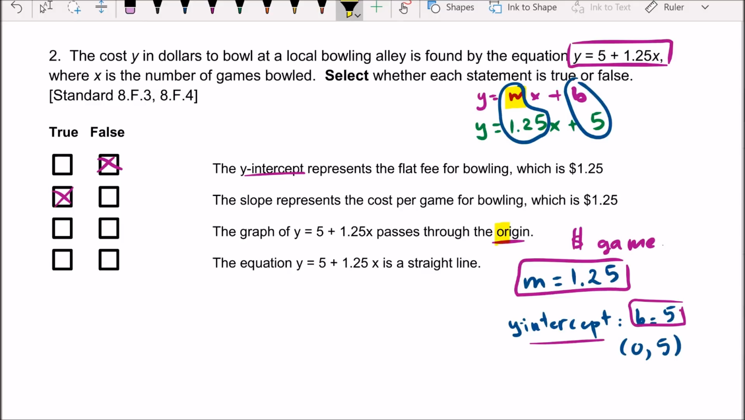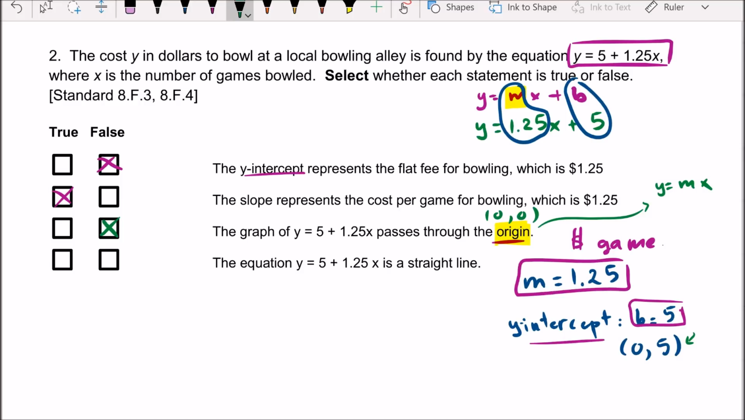Next one: the graph of y equal to 5 plus 1.25x passes through the origin. So the question is, what is the origin? The origin is 0, 0, and this is false because we said that our beginning is 0, 5. It cannot be 0, 0. And earlier when you solved number 1, when we see y equal to mx, that is direct variation, which passes through 0, 0 because b is 0. For this case, b is 5.